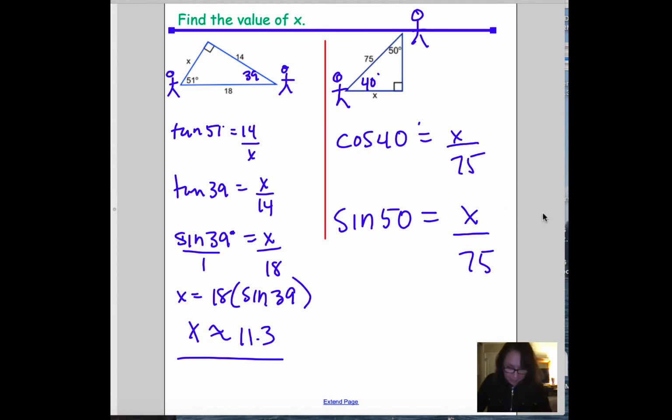I'm going to use sine again, and I'm going to say sine of 50 degrees is equal to about 0.76. I'm going to multiply that by 75, and I get about 57.5. So that means x is about 57.5. Okay.